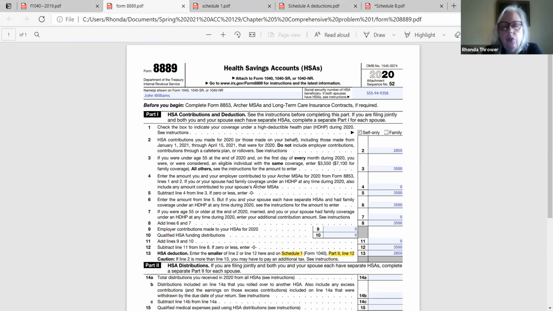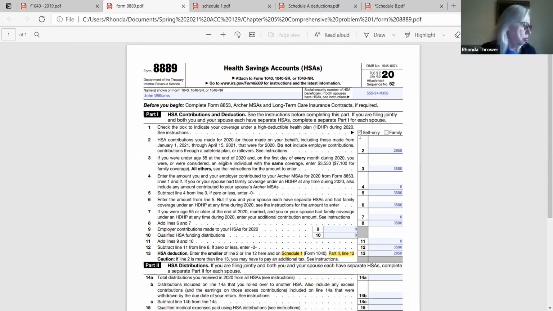And on this Form 8889, Health Savings Account, you'll start by entering the name of the client and the Social Security number. And then you basically just read about what's happened in part 1. So we're going to start with part 1. We're going to check the box to indicate the coverage under a high deductible health plan during 2020. And they tell you to see the instructions.